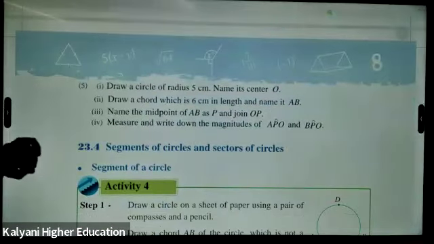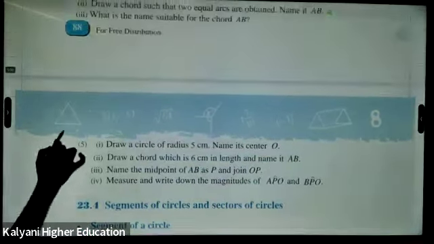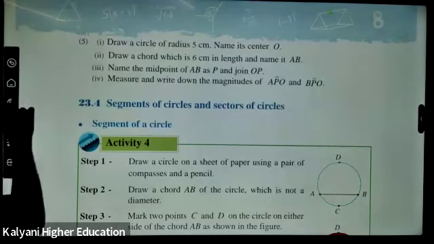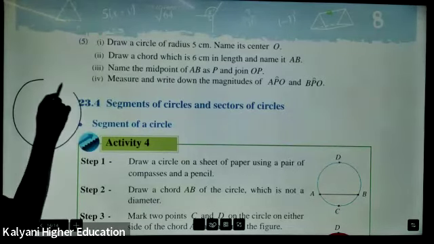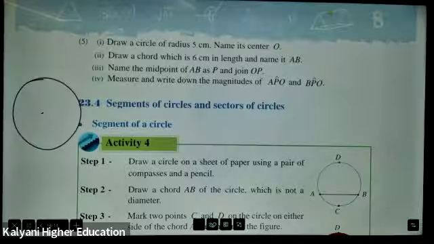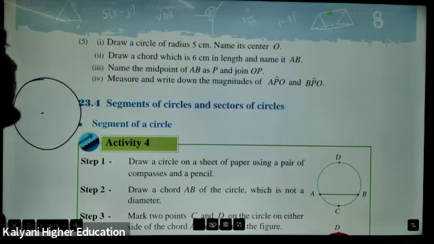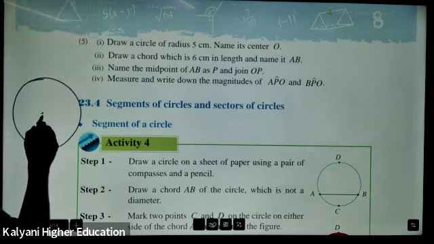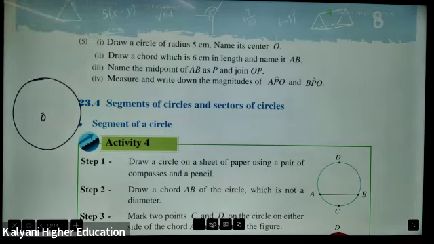Draw a circle of radius 5 centimeter. Okay, 5 centimeter circle. Draw it. Center O. Give the compass and draw. Center O. Okay, correct. Draw a chord with 6 centimeter length and name it.